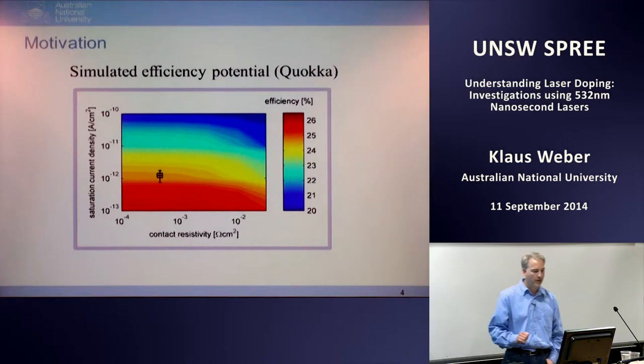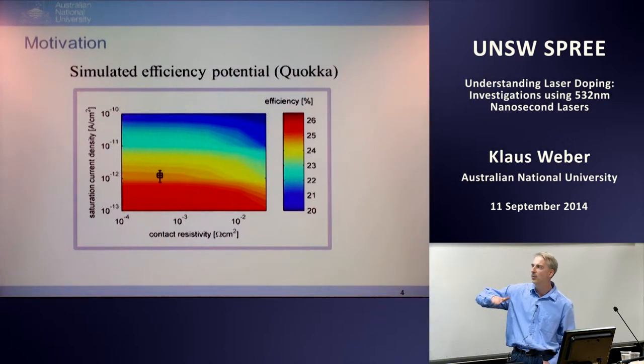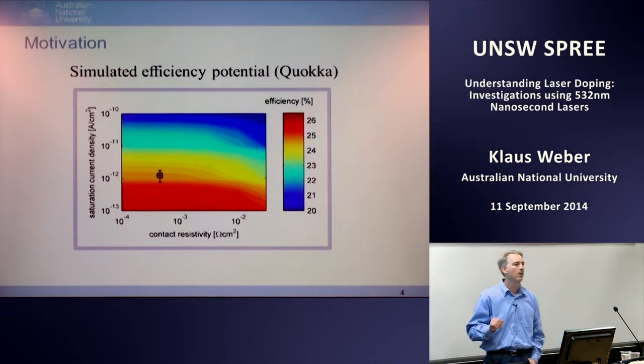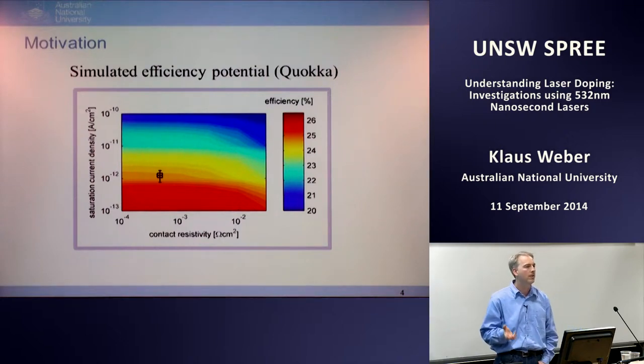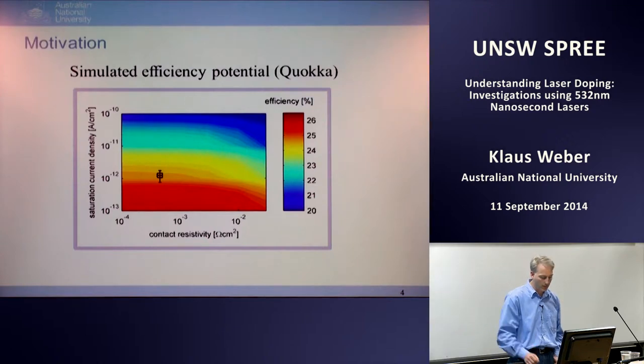And the contact resistivity, if you look at that, you can see that all of the lines are pretty much horizontal up to, you know, beyond 10 to the minus 3. So if you've got a reasonable value for the contact resistivity, then it is not a particularly important parameter. So the saturation current density is far more important than this optimization.